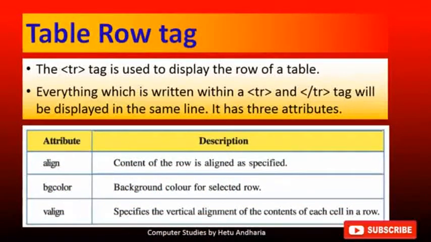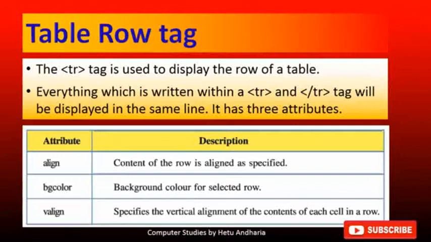Table row tag. We have already used this tr tag to insert a row in a table, and everything written between tr and /tr is displayed in the same line because it is in the same row. There are a total of 3 attributes which can be used only in tr, that is the align attribute. Suppose you want to align the content of that specific row to center, right or left, then you can use this attribute align.